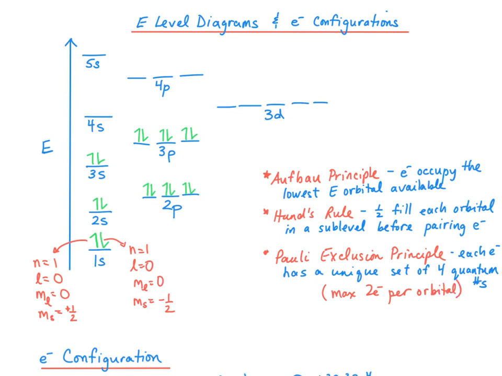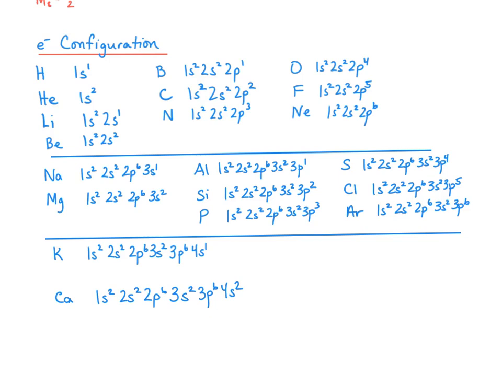Okay, so could you please do potassium and calcium? And after that, I'm going to show you a shortcut. Okay, so here is potassium and calcium's electron configurations. Now, are you getting comfortable with this order of sublevels? It's pretty repetitive, isn't it? Wouldn't it be great if there was a shortcut?